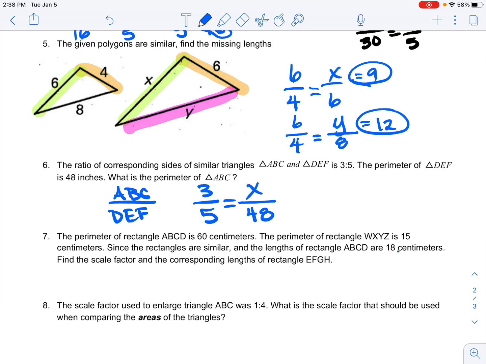3 times 48 divided by 5, which becomes 28.8. So something to keep in mind, as long as it's talking about the sides or the perimeter, you don't have to do anything to the scale factor.